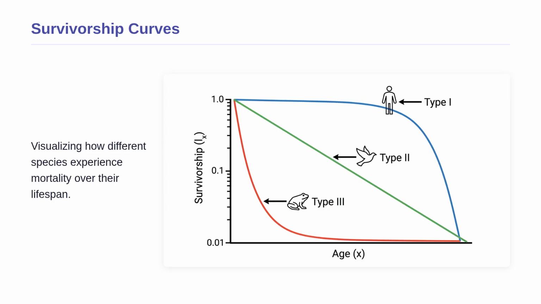The top curve, type 1, represents species like humans, where most individuals survive to old age before mortality sharply increases. The middle straight line, type 2, represents species like birds, which have a constant probability of dying at any age. Finally, the bottom curve, type 3, drops steeply right at the start. This represents species like our field mice or frogs, which produce many offspring but experience massive infant mortality.